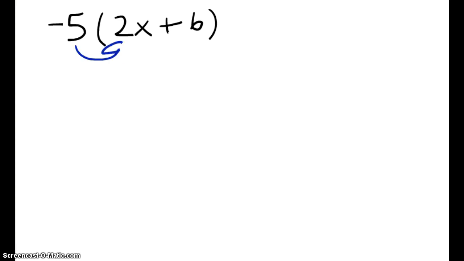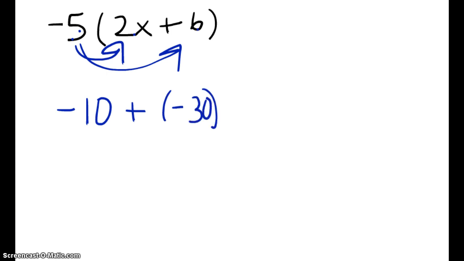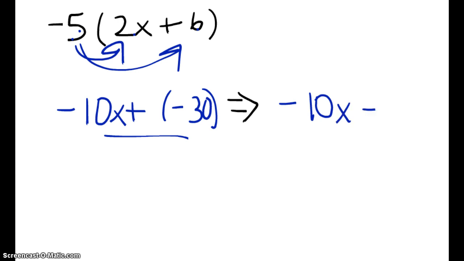So we're going to distribute our negative 5 to everything on the inside. So negative 5 times 2x would be negative 10x plus negative 5 times 6 is negative 30. Oops. So we could write it also like this, or we could say negative 10, oh, I forgot the x. Sorry. Negative 10x minus 30.